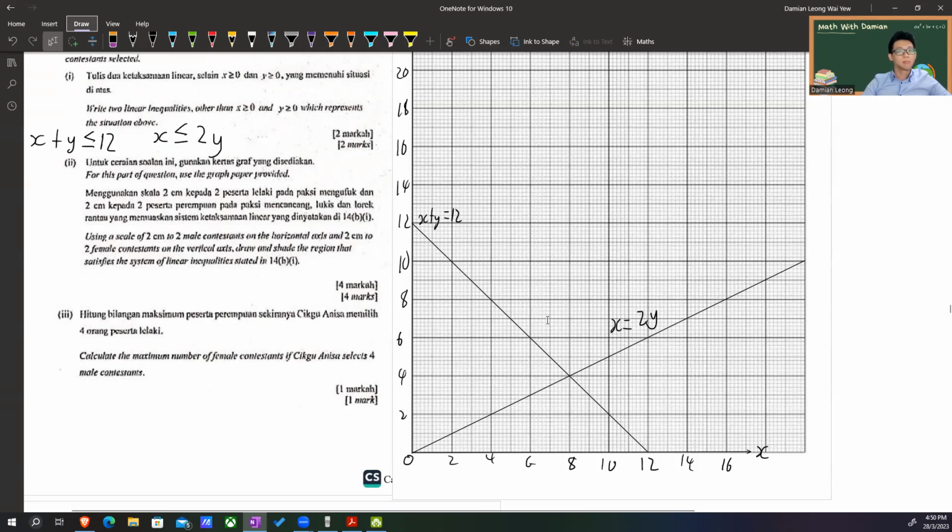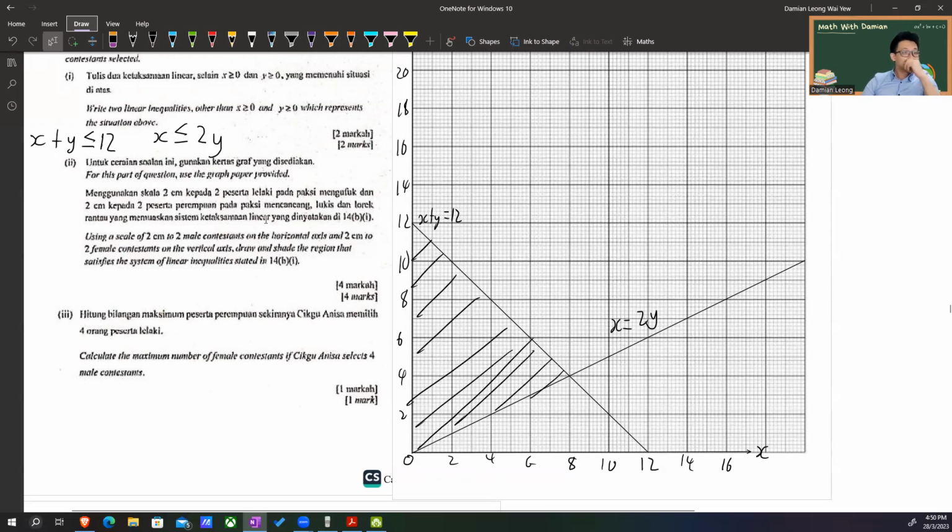Then the shaded region. X plus Y less than or equal to 12 is below this line. This one, X less than or equal to 2Y, means 2Y more than or equal to X. So compared to the Y, it's above. Compared to the X, it is less, means to the left. So left or above. You can look at it by comparing the X or comparing the Y. But basically, it will be this region here. So this is the shaded region. Make sure you shade the correct region.